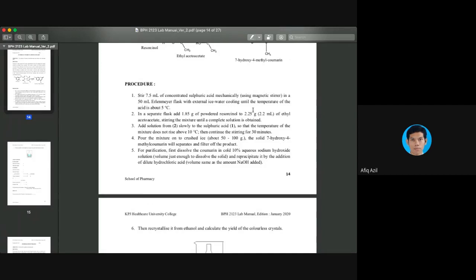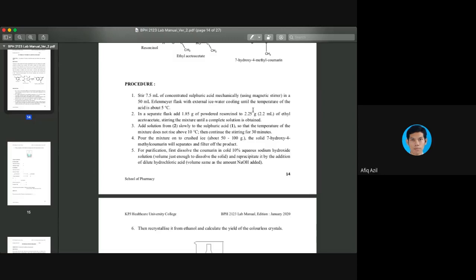So you don't need to use a glass rod to stir the solution. The temperature must be kept at around 5 degrees Celsius, and you check using a thermometer. Then in a separate flask, you add 1.85 gram of powdered resorcinol, which is in solid form, to about 2.25 gram of ethyl acetoacetate.